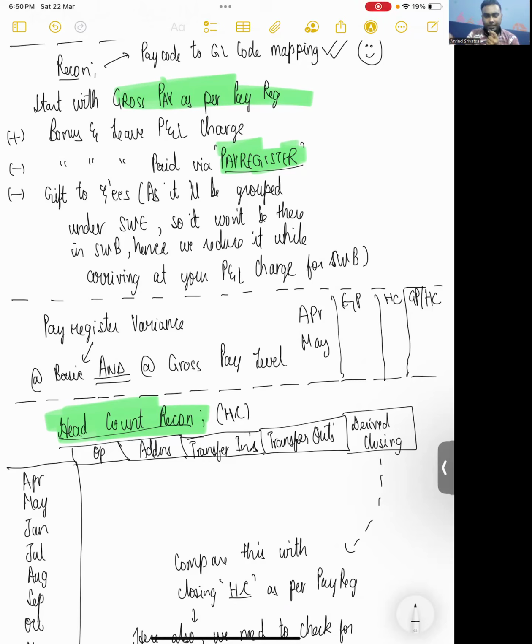Or there might be a drastic change in headcount also in one of the months, due to which the average is getting affected. So you can understand these reasons from the client. You can investigate significant variances, get a perspective of them, and proceed further. So that is one thing.